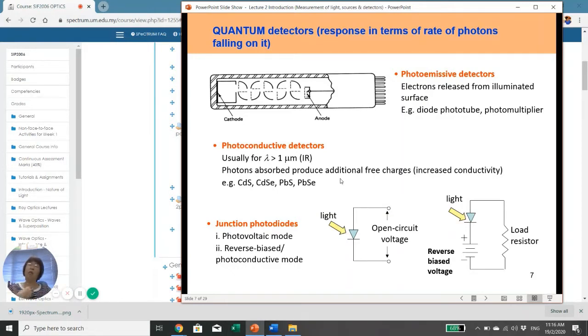Photoconductive detectors, for example, are usually for wavelengths in the infrared range. Photons are absorbed and produce additional free charges, so there is an increase in conductivity. The materials used are those that are listed here. And there's another detector, which is a photodiode, which I think you're familiar with. You can either operate it in the photovoltaic mode or in reverse bias, which is called the photoconductive mode. In the photovoltaic mode, when light falls on it, you have conduction and you measure the voltage drop here. When you reverse bias it, and light falls on it, it becomes conducting, and you measure the current.